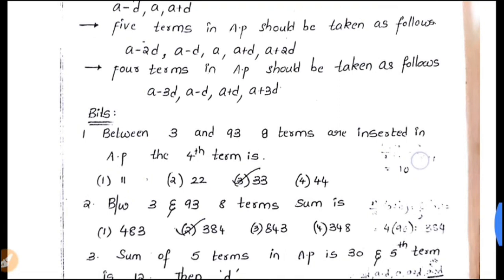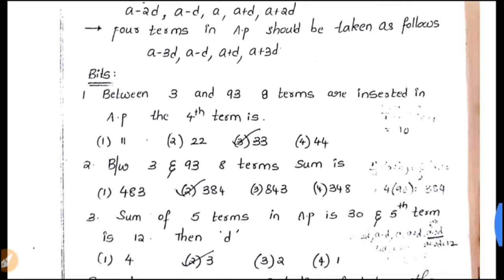So for this, some examples. Between 3 and 93 means the first term is 3 and the last term is 93. 8 terms are inserted. Then find the fourth term in AP. So A is 3 and B is 93, and we want the fourth term.